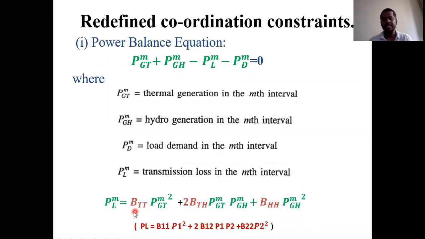This one. That is, PLM is nothing but BTT PGTM square plus 2 into BTH PGTM PGHM plus BHH into PGHM square. This BHH and BTT are nothing but self coefficients. PGTM means power generated in a thermal power plant in mth interval. Similarly, PGHM means power generated in a hydro power plant in mth interval. So already we have come across the total terminology. So this is nothing but the power balance equation.